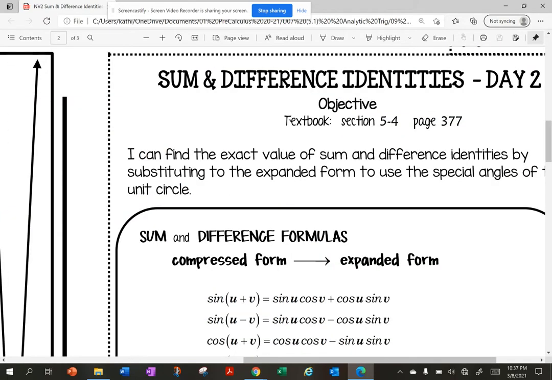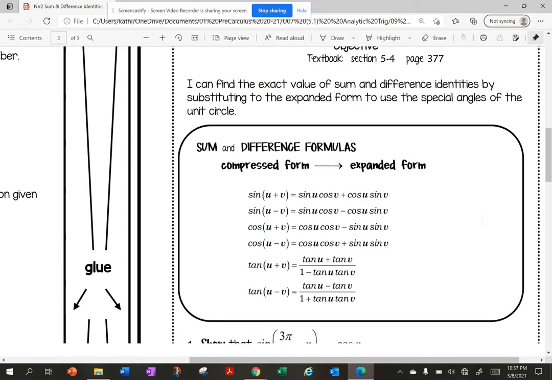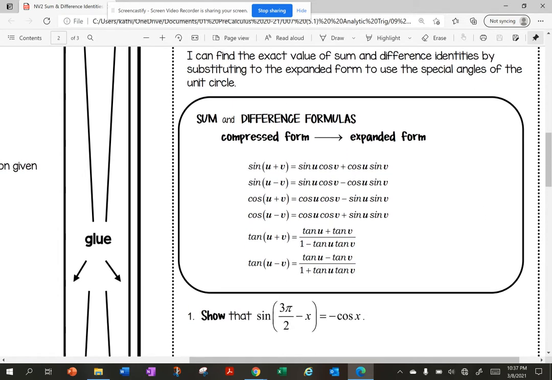So my learning objective is I can find the exact value of sum and difference identities by substituting to the expanded form to use the special angles of the unit circle. So I have compressed form or expanded form. Depending on which one I have, I usually find the other one.